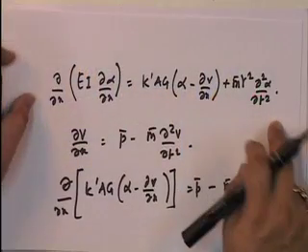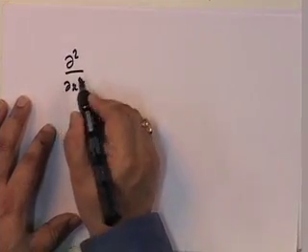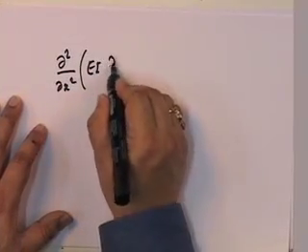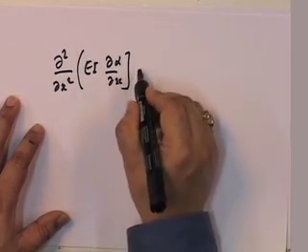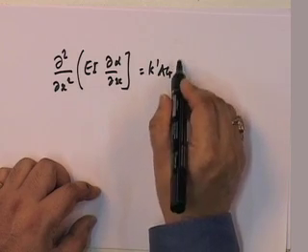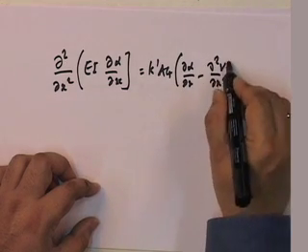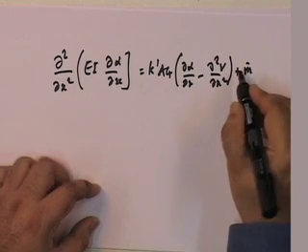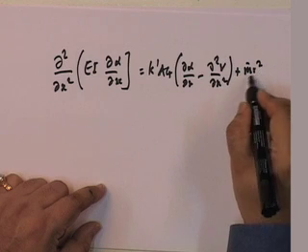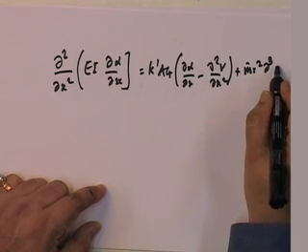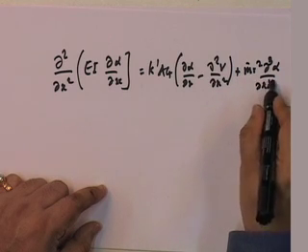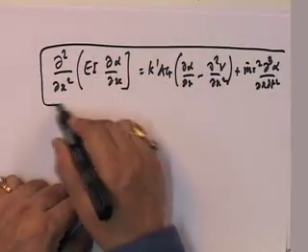This particular equation, if I differentiate it twice with respect to x, what I get is the following: d squared by dx squared of (EI ∂α/∂x) is equal to k' A G (∂α/∂x minus ∂²v/∂x²) plus m bar r squared ∂³α/∂x ∂t². This is what we get.